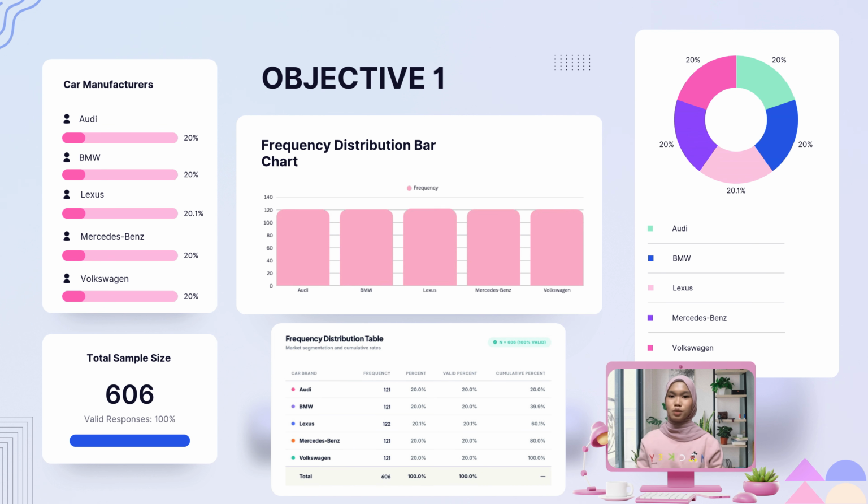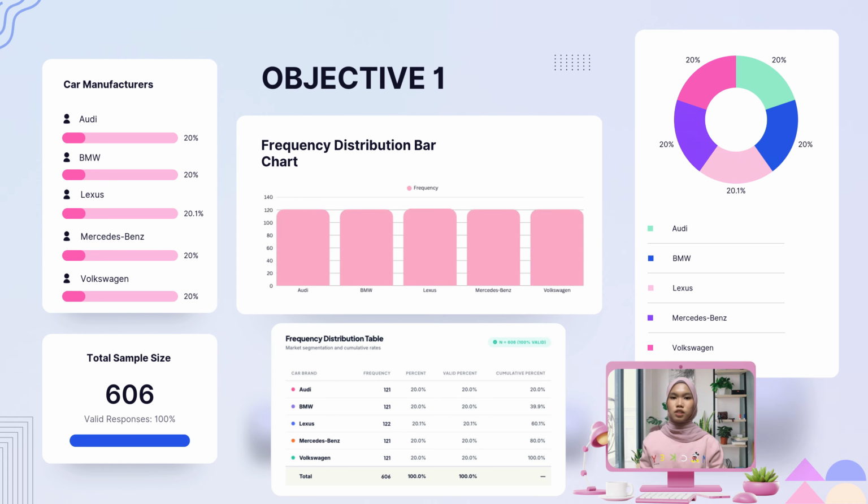Now, I will explain Objective 1, which focuses on the frequency distribution of respondents based on their preferred car manufacturer. First, let's look at the total sample size shown at the bottom left of the slide. There were 606 valid responses collected, giving us a 100% valid response rate. This means that every questionnaire received was complete and usable for the analysis.